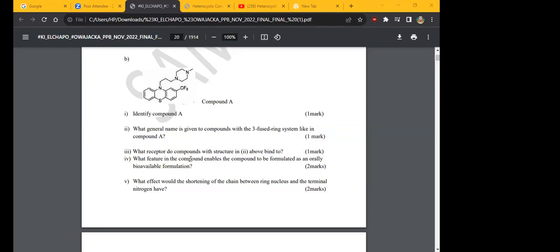And then what general name is given to compounds with a three fused ring system like compound A? So the three fused ring system is a polycyclic. You can just look at it and see if you can identify the structure.